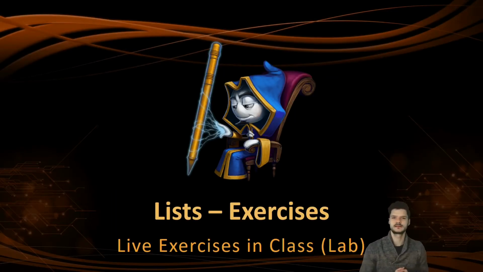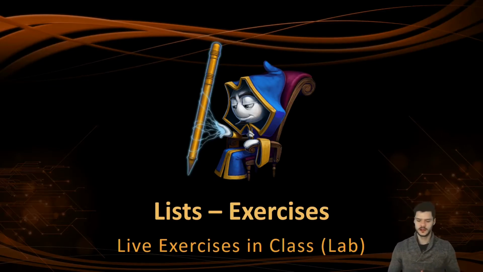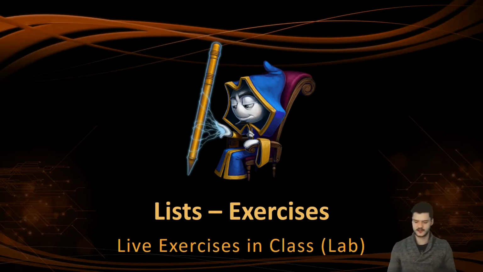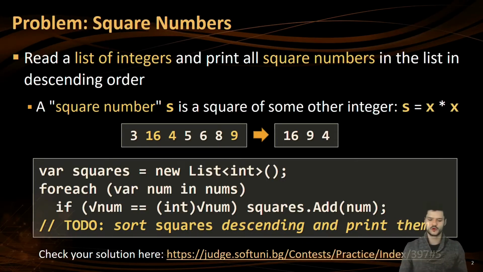Hey everyone, let's see one exercise from our in-class lab. I'm gonna do only 2 exercises for you, and the rest you have to do on your own. And even then we're gonna discuss it here and see. So we have to read the list of integers and print all square numbers in the list in descending order.